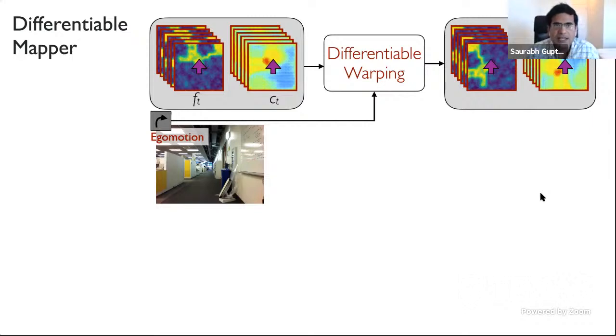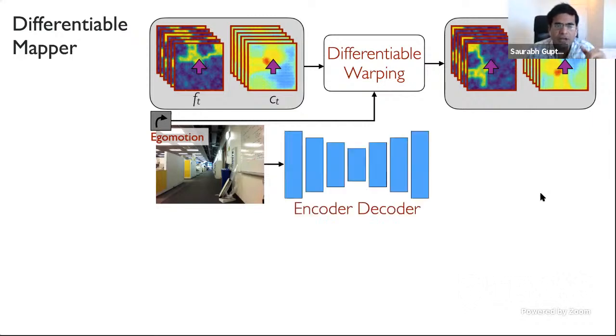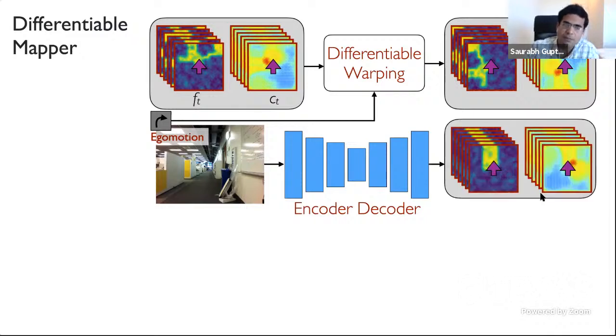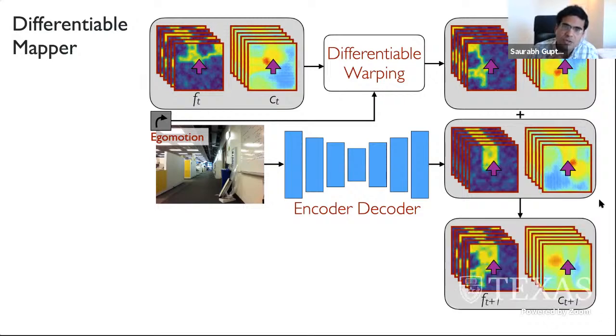Now we take the image and incorporate whatever information we can get from this image into our representation. So we have an encoder-decoder network. It takes us from the first person view image to a top-down view where we are pasting in whatever additional information this view gives us, and then we average these two representations to get the updated representation.